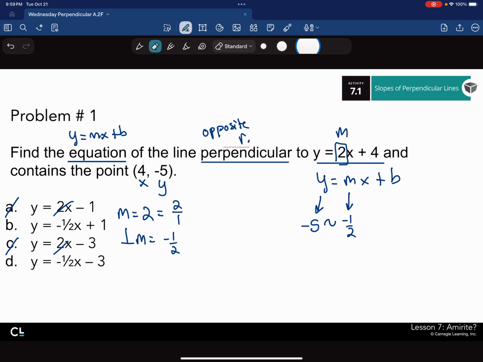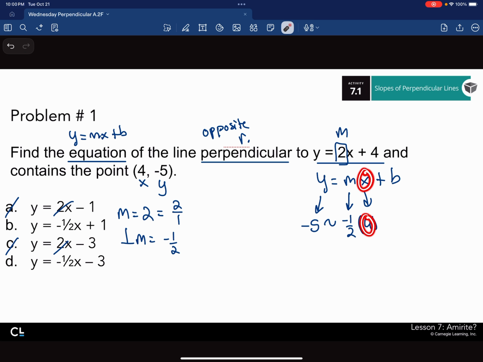Instead of x, I'm going to put 4. And where did I get that from? I got this 4 from my x, from the x value in the point. And then I'm going to put plus b. So now that I have that, I can put this onto Desmos to find my new b value.